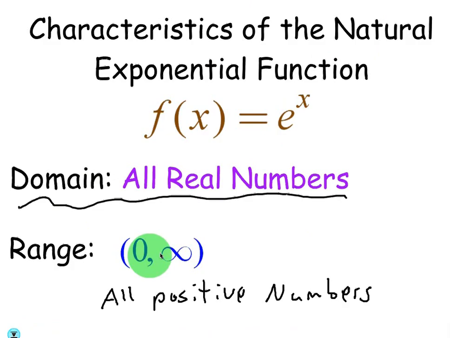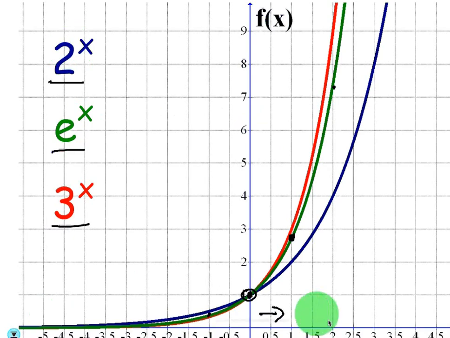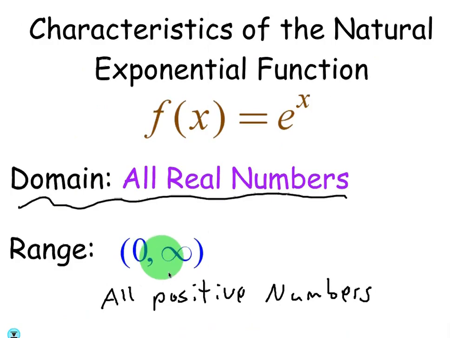Why? Because if you go back and look at the graph, is it including 0? It'll never actually touch the x-axis. It'll always be a little bit above 0. You can't have a number and raise it to a power and get 0 back. So that's why there's a parenthesis there. And that's why we say all positive numbers.